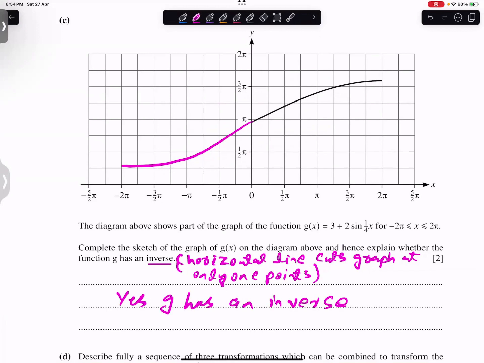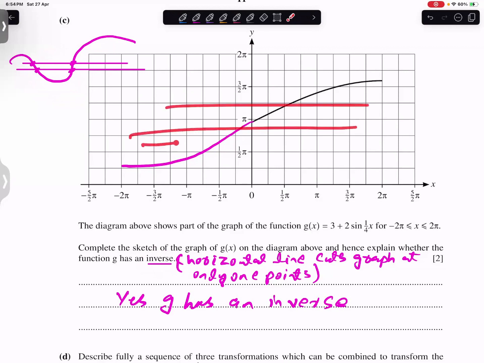So let's say G has no inverse. In that case, maybe your graph looks like this. If you draw the horizontal line here, you can see that the horizontal line is intersecting at 2 points. I don't want to explain the concept behind this, but for now, you just need to remember: if you want to check the inverse of some function, just draw horizontal lines on the graph, and if a horizontal line intersects the graph only at a single point, then that function has an inverse, otherwise it has no inverse.